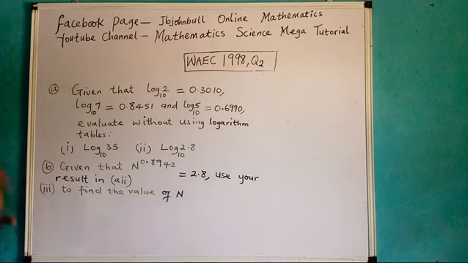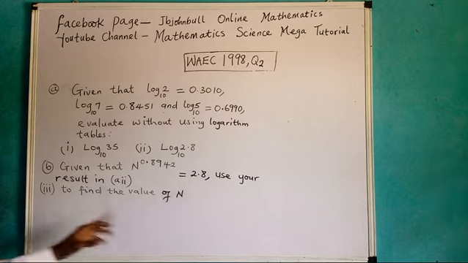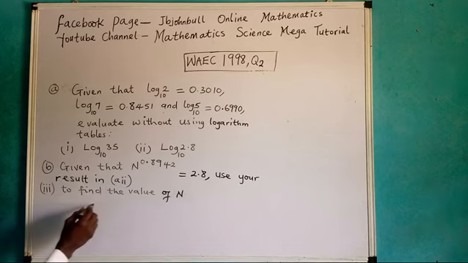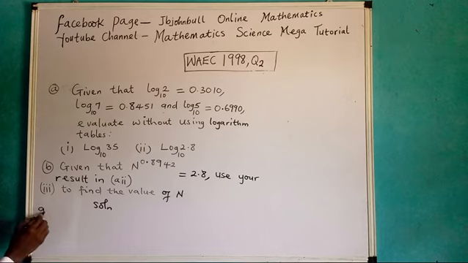In B, given that n power 0.8942 equals 2.8, use your result in A Roman figure 2 to find the value of n. Okay, we have to start with A Roman figure 1. We have log 35.